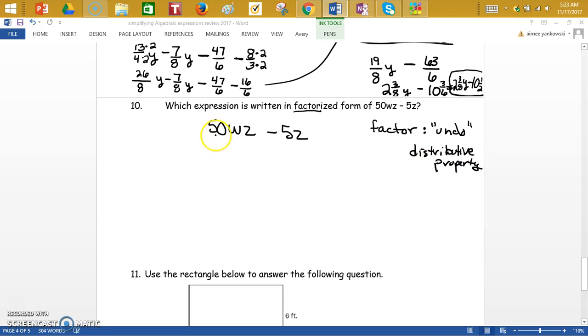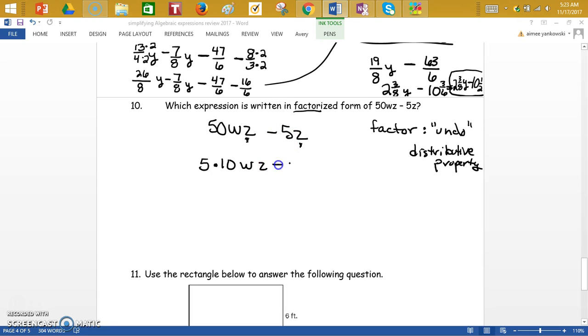So that's what I'm going to do here. I have to see what factors I have in common. Well, I already see that there's a Z in common. And I say, what factor do 50 and 5 have in common? Well, 50 is the same as 5 times 10. So I could rewrite 50WZ as 5 times 10WZ.